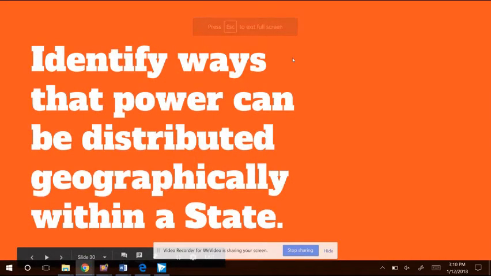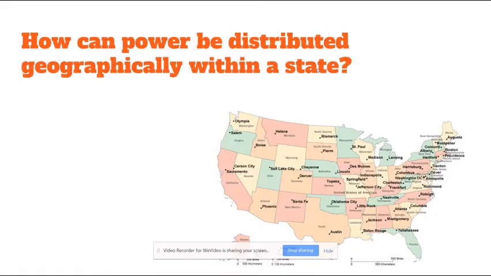Hey everybody, we're talking about how government can be divided geographically. So after watching this video, you should be able to identify ways that power can be distributed geographically within a state. You can take notes on this video under the question in your note packet. How can power be distributed geographically within a state?